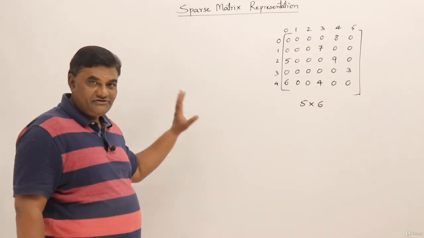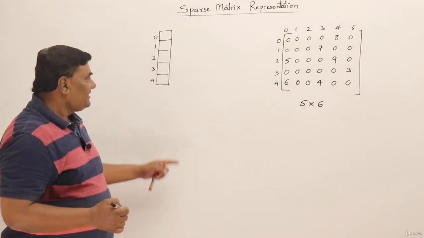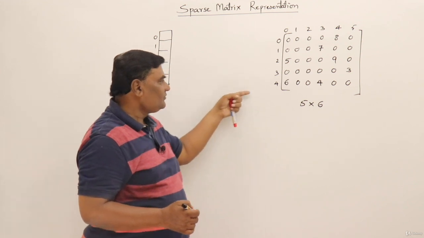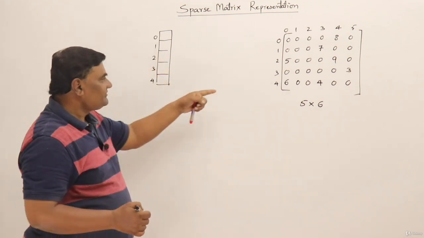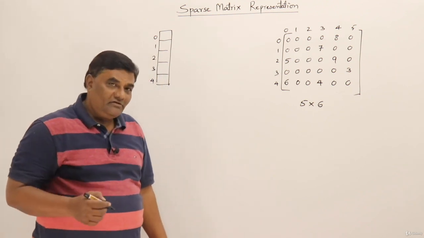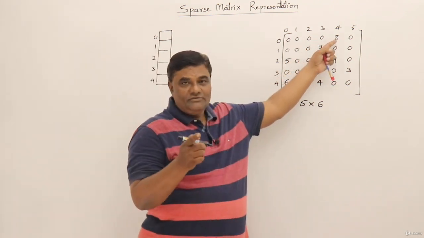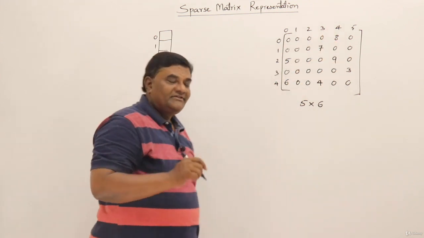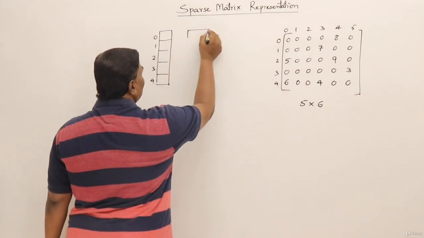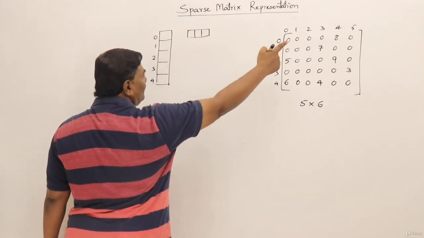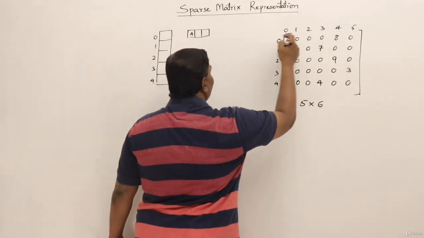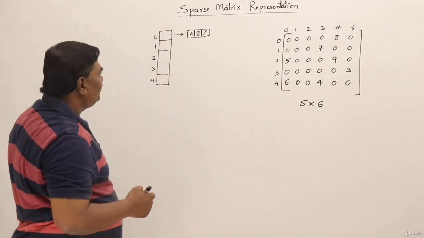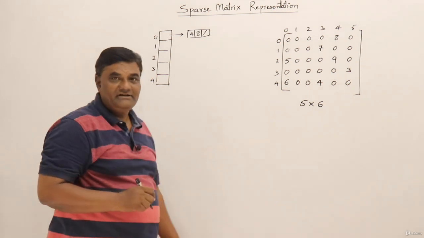I will draw the structure and show you. For representation, I have taken an array of size 5. This array is representing rows. There are 5 rows, so the indices in the array represent row number. Now for representing a non-zero element, like for example 8, I need to know the column number and the element itself. So column number is 4 and the element is 8. So I will represent it as a node: fourth column, element is 8, and this is null. So this is a node containing column number and the non-zero element.